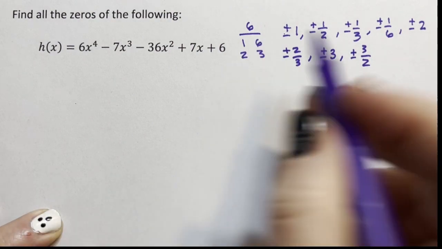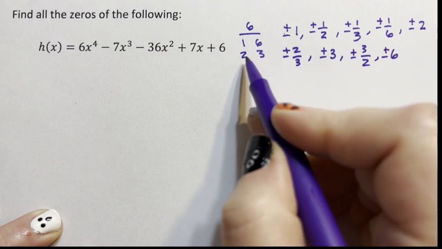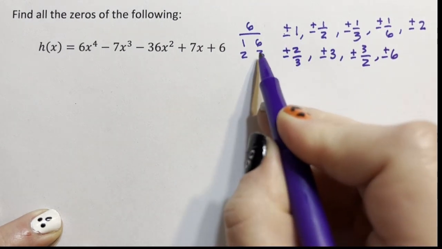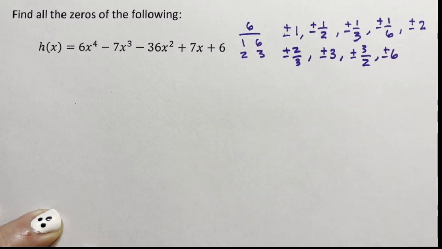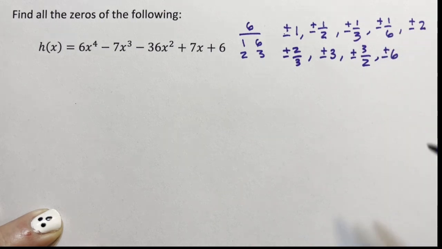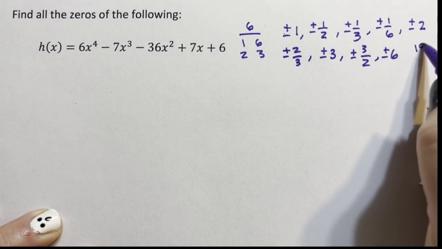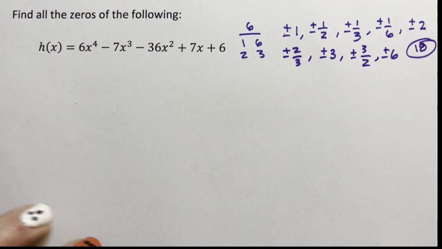Now we do 6. 6 divided by 1 is 6. 6 divided by 2 is 3. 6 divided by 3 is 2. And 6 divided by 6 is 1. All right, so we have 1, 2, 3, 4, 5, 6, 7, 8, 9, 18 options. Ugh. This process can be really tedious.